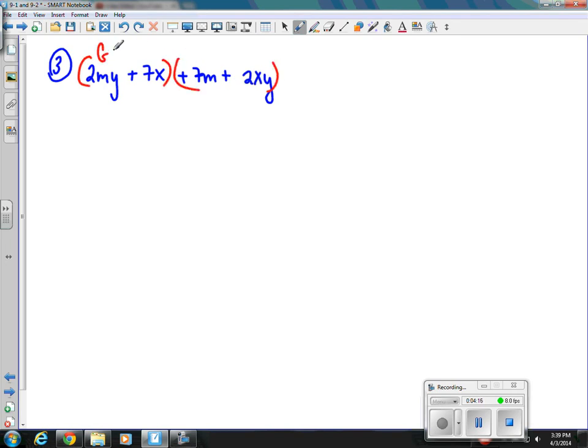We check the first one for GCF, and we try 2. Can 2 go into 7 evenly? No, it can't. And do they both have m's? No. Do they both have y's? No. They don't both have x's. So they have no GCF in the first parenthesis. So let's check our second one. So our second parenthesis has another 2. So 2, we already said it cannot go into 7 evenly, so no GCF.